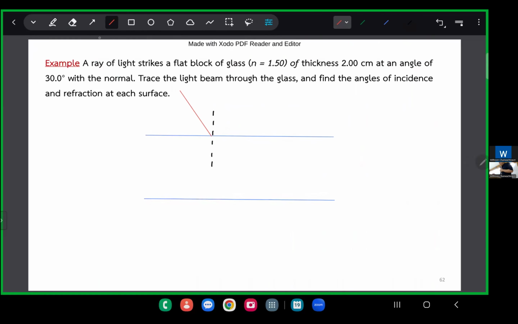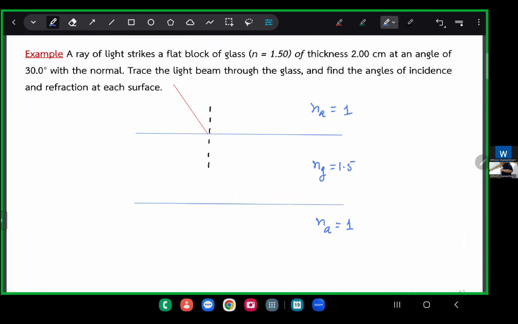This block of glass is given N to be 1.5. On top of the glass is air, and underneath the glass is also air. So I can signify the value of N of each medium like that. N of air equal to 1, N of glass 1.5. So what should happen then?